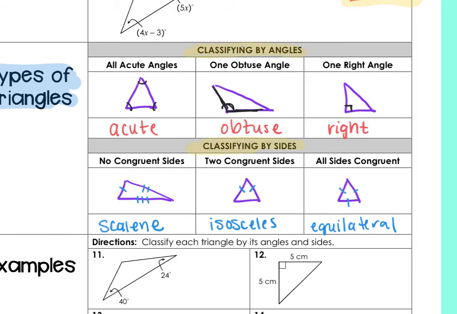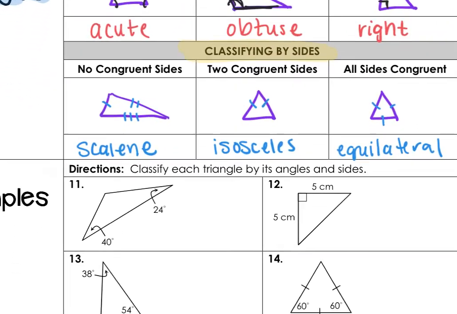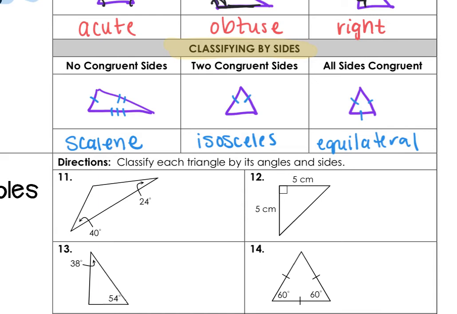Now, if you are required to classify by the sides, you will need to look at the actual side lengths. So let's focus in on that. If there are no congruent sides, that means all three of these sides are different lengths. That is called a scalene triangle. It will be indicated by these little marks. There's one mark here saying that's one certain length, 2 marks here saying that's a different length, and 3 marks here saying that is a third length that is different. There are no congruent sides. This is called a scalene triangle.